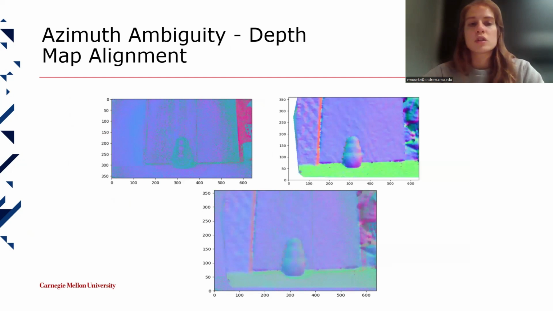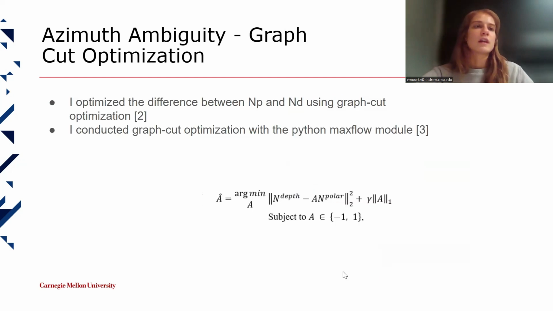Here we see the merged normal maps for the Kong toy object. It's a dog toy. The top left is the normal map from polarization cues. The top right is the normal map from the RealSense point cloud, and the bottom is the overlaid aligned normal maps. To correct for azimuth ambiguity, I use an optimization function between the normal maps from depth and polarization cues.